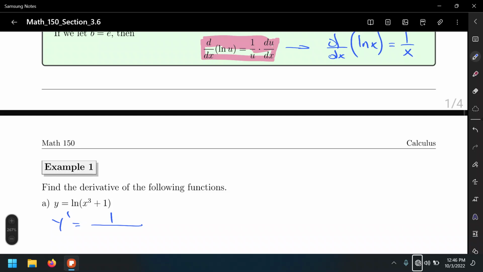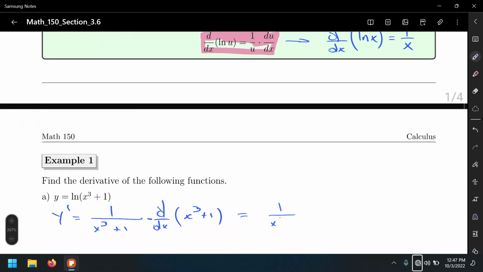That u is the quantity inside the parentheses, which in this case is the argument of the logarithmic function, x cubed plus 1, times the derivative with respect to x of that argument, x cubed plus 1. And what's the derivative of x cubed plus 1? 3x squared. And let's just put this into one single fraction. In practice, this is what you need to know, the formulas and how to use them. You don't need to know these derivations.